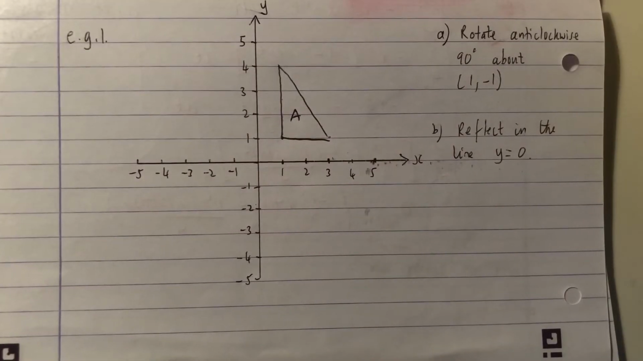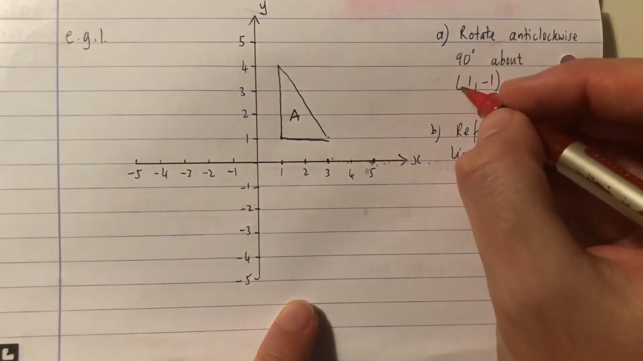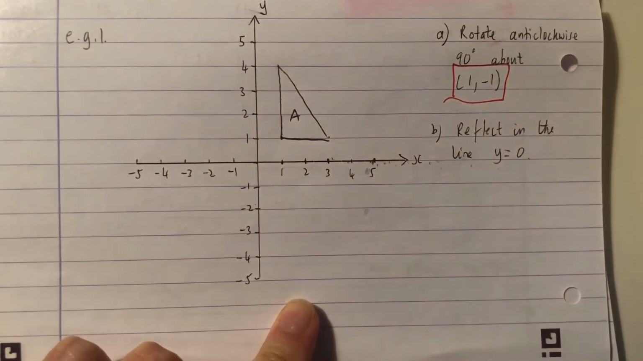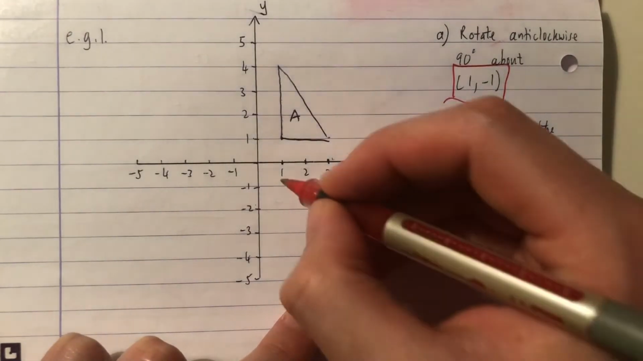Okay, so for example number 1, I'm going to rotate this object anti-clockwise 90 degrees about (1, -1). And the key first step with a rotation is to label the center of rotation. Okay, that center is our pivot point. (1, -1) is there.